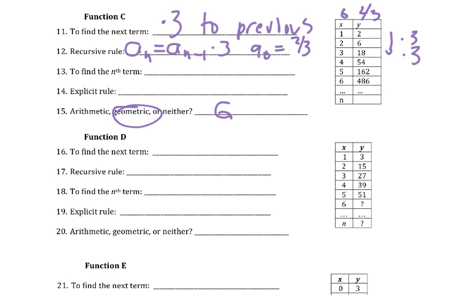So to find the nth term, we start at 2/3 and multiply by 3 n times. So explicit: a sub n equals 2/3 times 3 to the n.